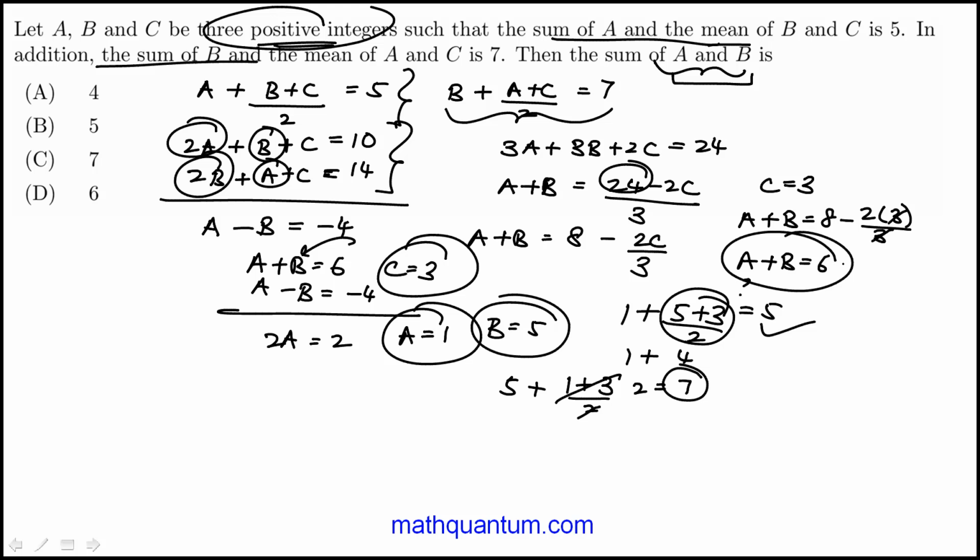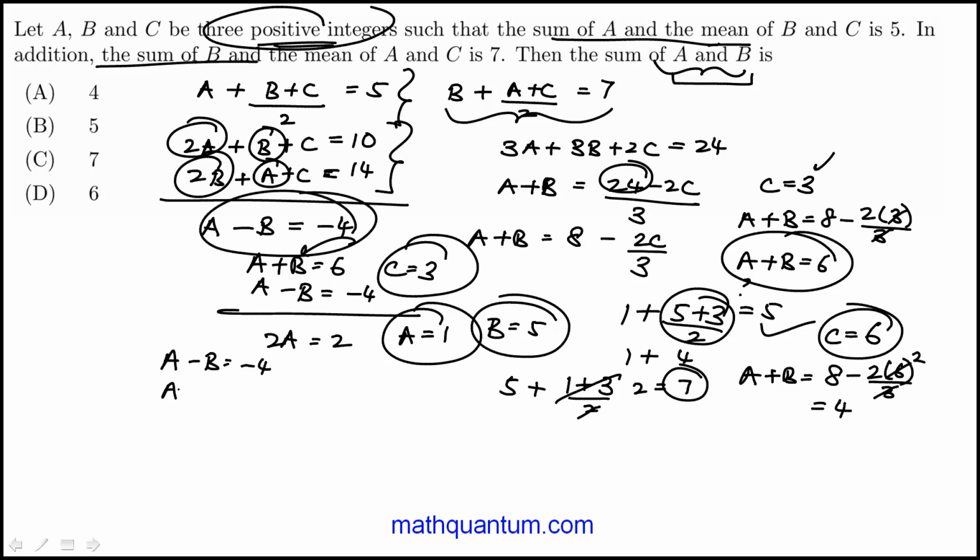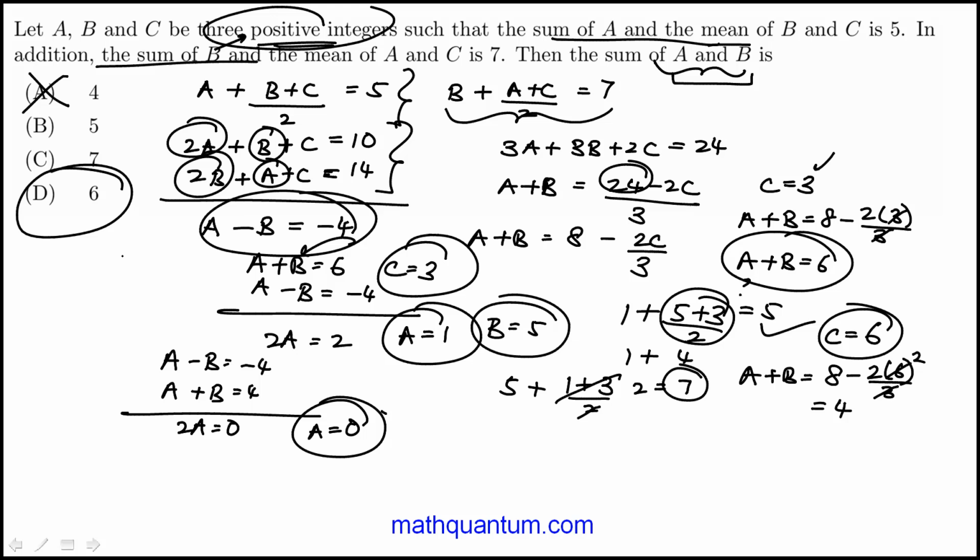Now let's look at the next case for A plus B, which is if C becomes 6, which is the next multiple of 3. In that case, A plus B is 2 times 6 over 3. That's 4. Now if I combine that with the original equation here, that will tell us what happens to A and B. In this case, 2A is 0, A is 0, and note that contradicts that statement. So A plus B can't be 4, it has to be 6 only, and the answer is D.